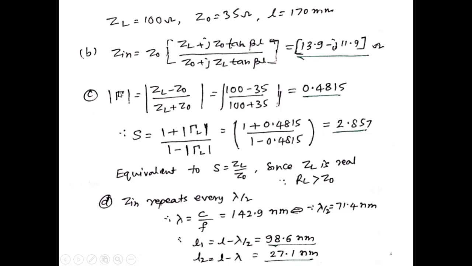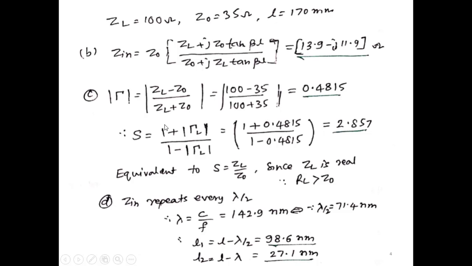So here next one is the reflection coefficient. Gamma is given by magnitude of gamma is equal to magnitude of ZL minus Z0 divided by ZL plus Z0. So already ZL is given is 100 and Z0 is equal to 35, divided by ZL plus Z0, 100 plus 35. We get 65 divided by 135 is equal to 0.4815.